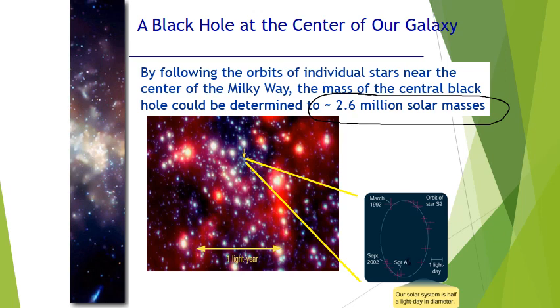That thing has been tracked with our telescopes, and the only way it can move the way it does with its mass is that there's got to be a 2.6 million solar mass black hole at the center of our galaxy.